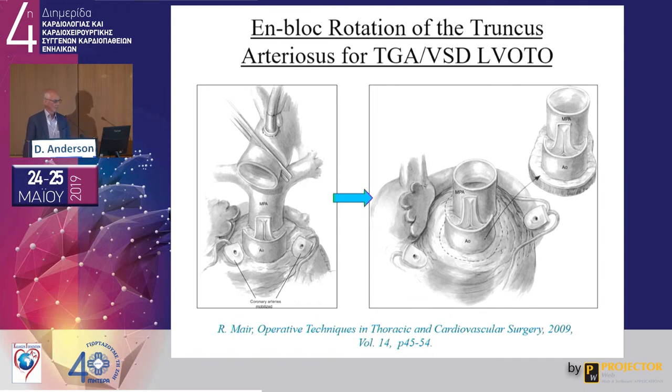Now, there are other novel maneuvers, and instead of the Nikaido operation, some patients will have a degree of pulmonary valve stenosis, which is not so severe, and if it was in isolation associated with a normally connected heart, would be treated either with balloon valvuloplasty or indeed may well be accepted. But as an aortic valve, that pulmonary valve would not be satisfactory. So an option is to do a complete en bloc rotation of the conotruncal outlet.